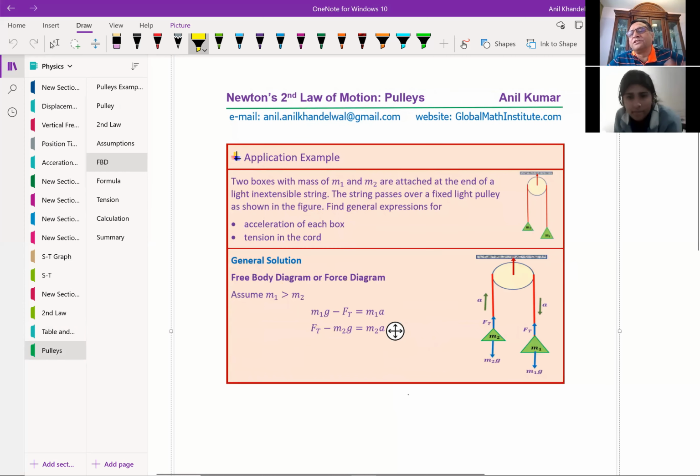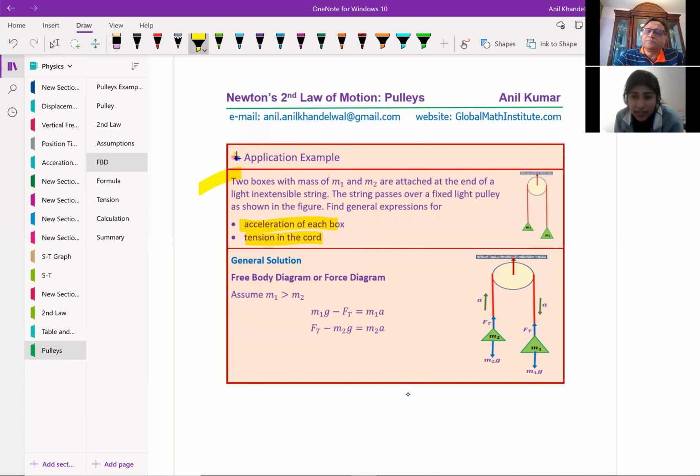We'll hang both the masses on the pulley. So both are hanging. The question is still the same. Can you please read the question? Two boxes with mass of M1 and M2 are attached at the end of a light inextensible string. The string passes over a fixed light pulley, as shown in the figure. Find general expressions for acceleration of each box and the tension in the cord.